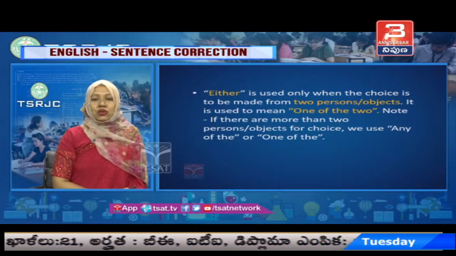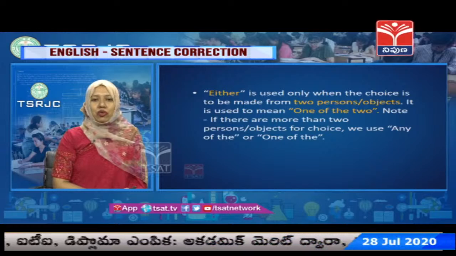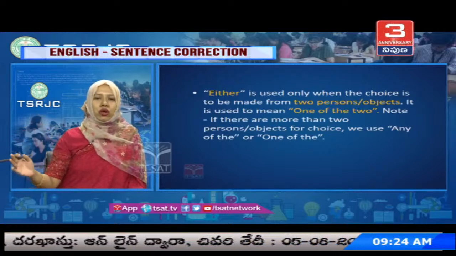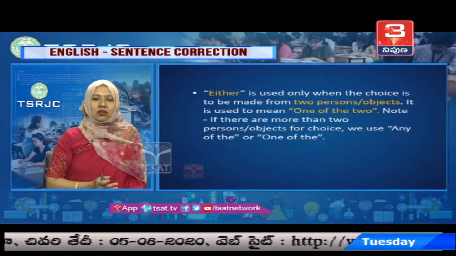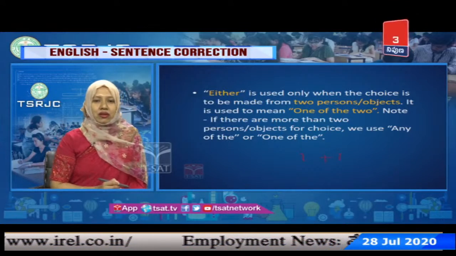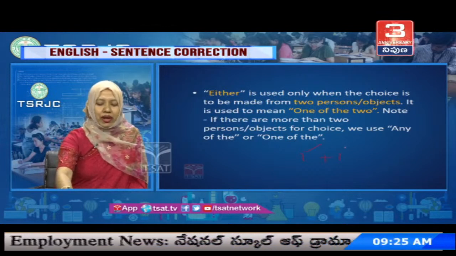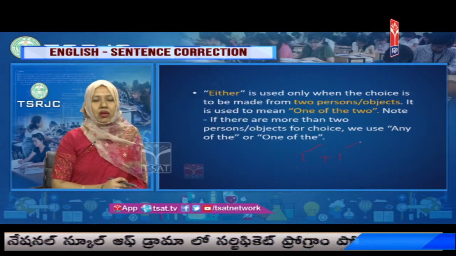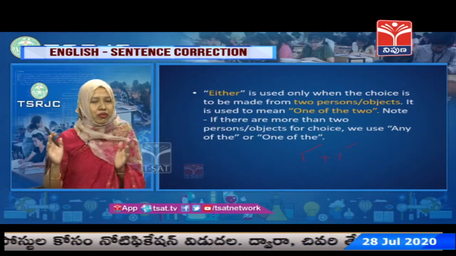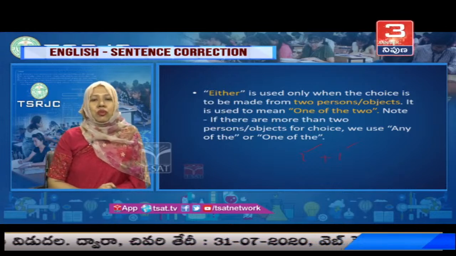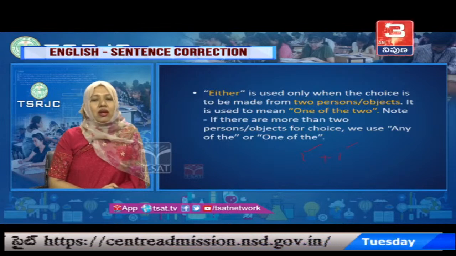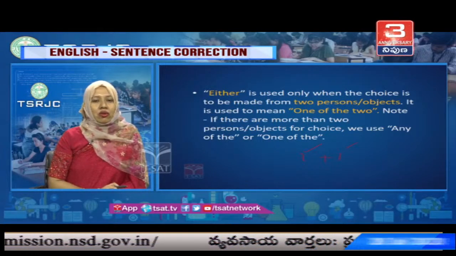Now, either is used only when the choice is to be made from two persons or objects. Imagine that there are two girls, two boys, or two bottles, two pens. So, you have to make one choice. Out of two, you have to select one. Then you will say either of the pens is good. Either, that means any one. Either is used only when the choice is to be made between two things. So, it is used to mean one of the two. Either of the pens is not working.